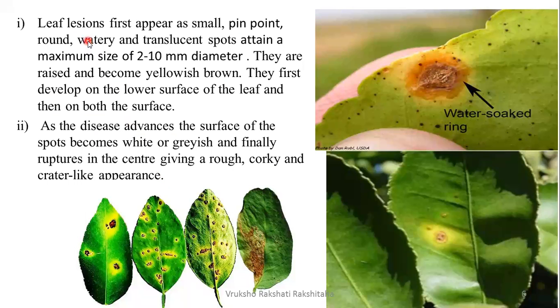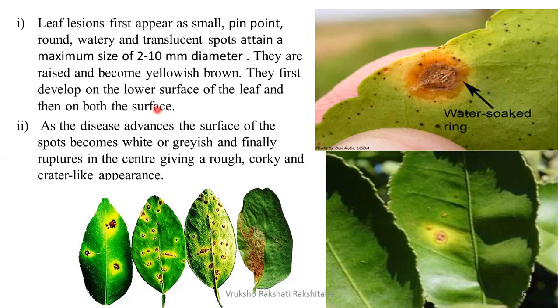In case of the leaves, the lesions first appear as small pinpoint, round, then watery or water-soaked and translucent spots, and these spots may attain a diameter of 2 to 10 millimeters. These are raised, which later become yellowish brown in color. They first develop on the lower surface of the leaf and then spread on to the upper surface of the leaf.